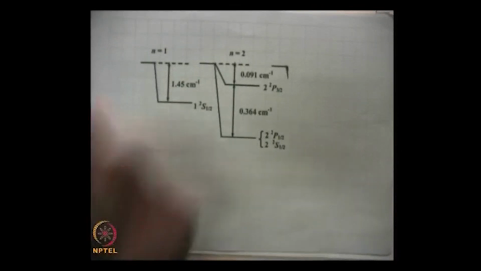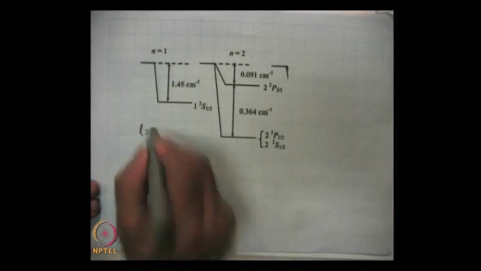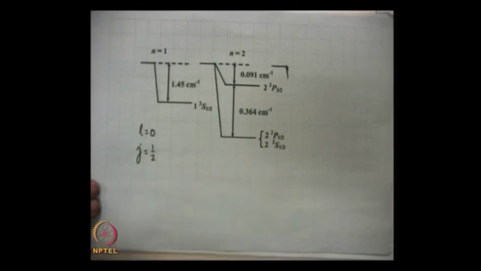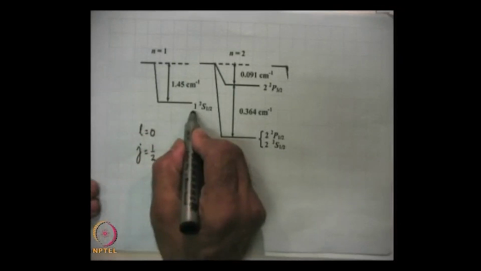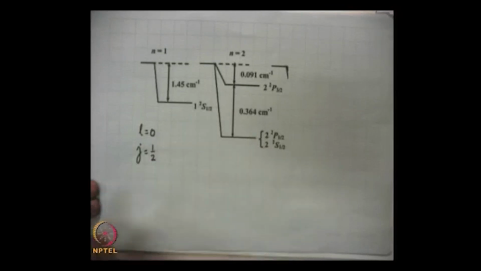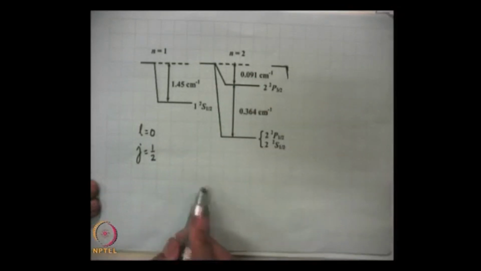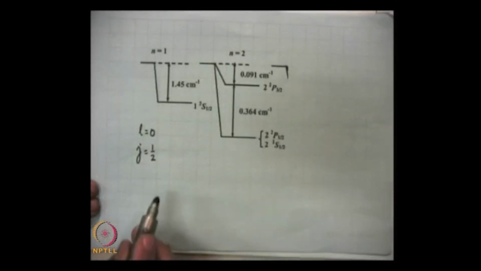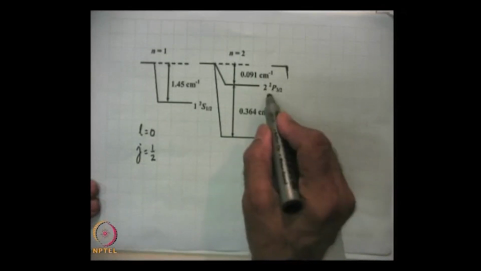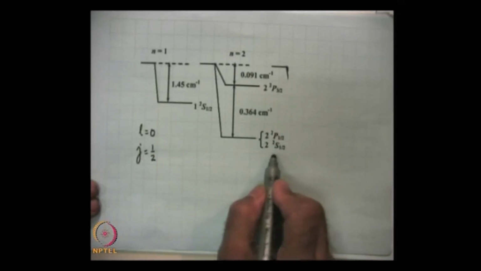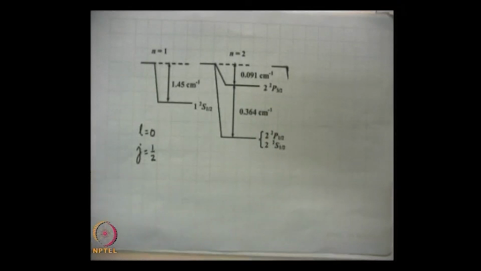As you know, for n equal to 1, L is equal to 0, and therefore J will be only half. So you have 1, that is the total quantum number, doublet because S is equal to half, S half. For n equal to 2, just what I had shown, the fine structure is 0.091 centimeter inverse, and therefore this is the 2 doublet P 3 by 2 and P half and S half. The splitting depends only on the J value.